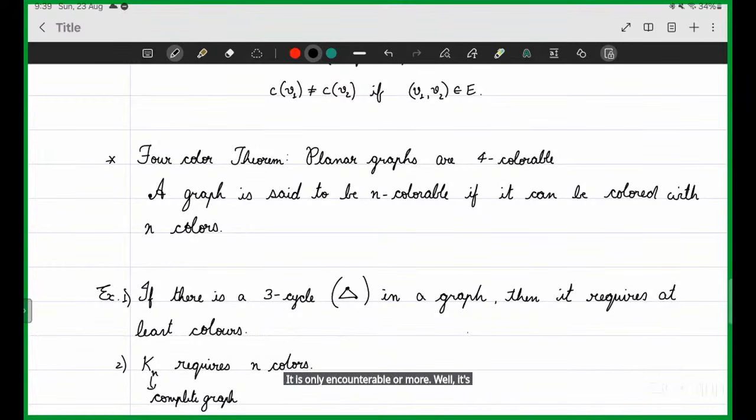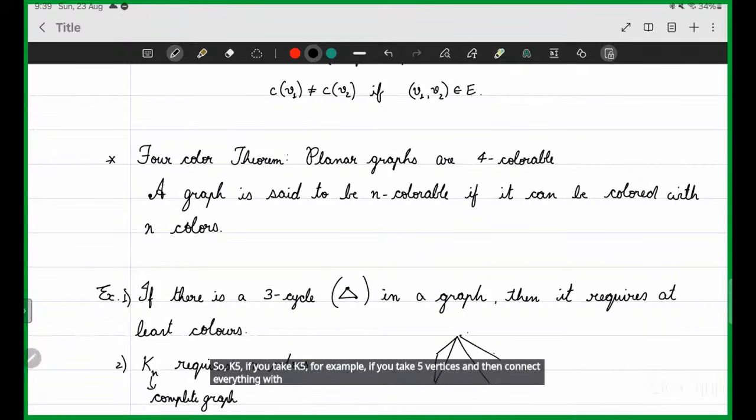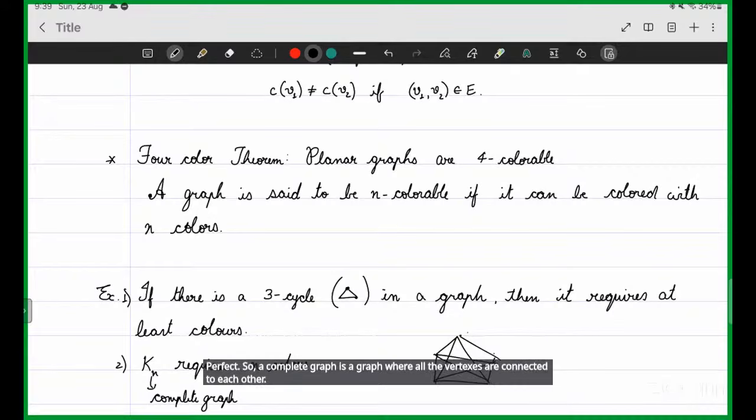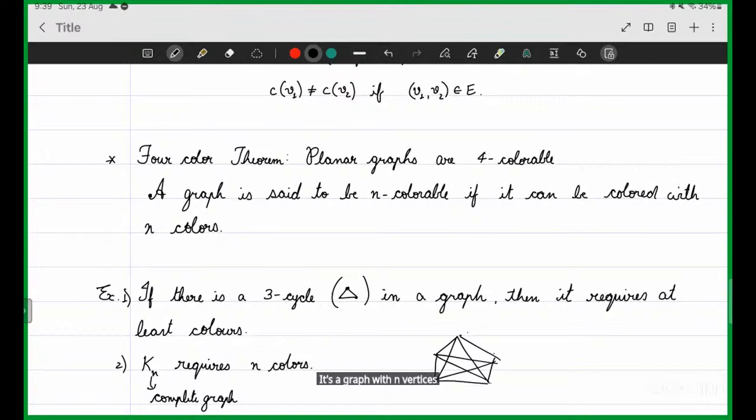So K5, if you take 5 vertices and then connect everything with everything, this, this, this, and this, and this. So this requires 5 colors. This is not 4 colorable. So a complete graph is a graph where all the vertices are connected to each other. It's a graph with n vertices where each vertex is connected to every other vertex. So that's Kn. But now K5 requires 5 colors, right?